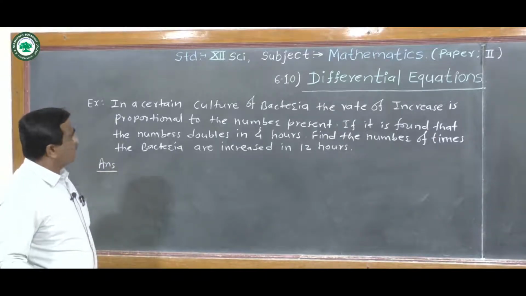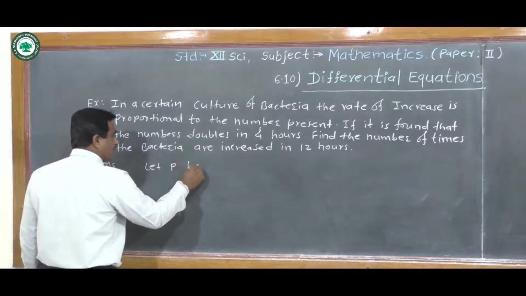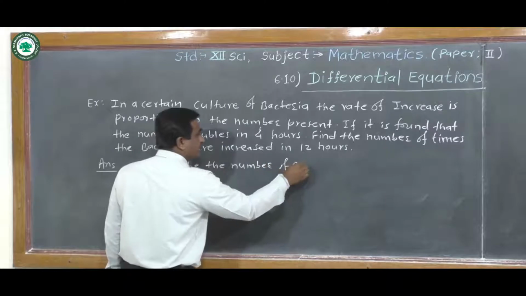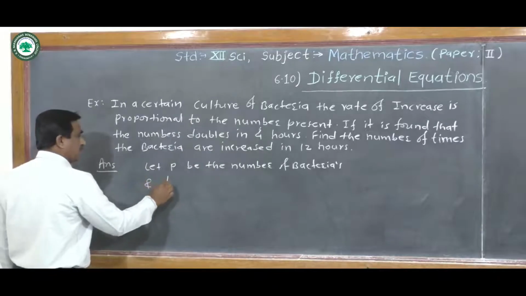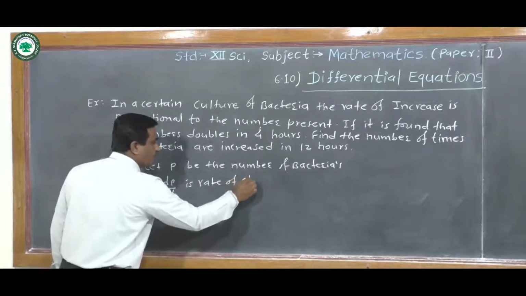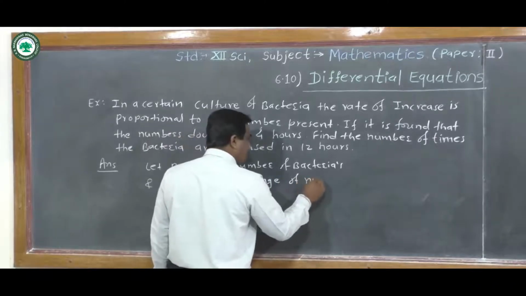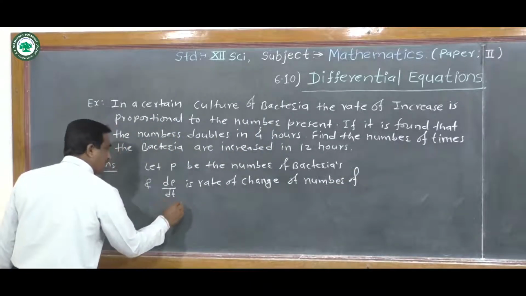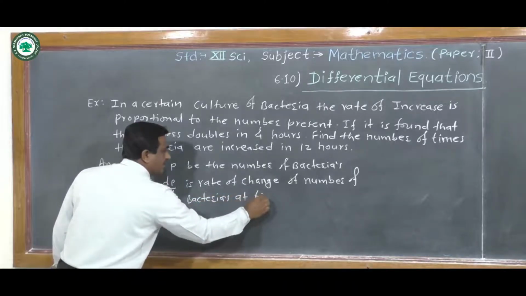Let P be the number of bacteria, and dP by dt is the rate of change of the number of bacteria at time t.